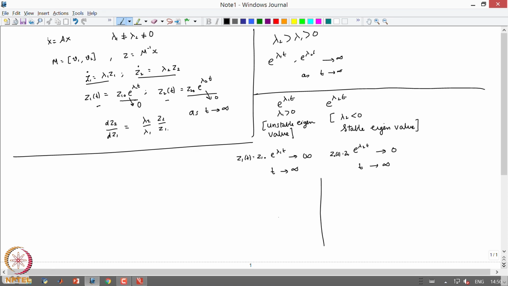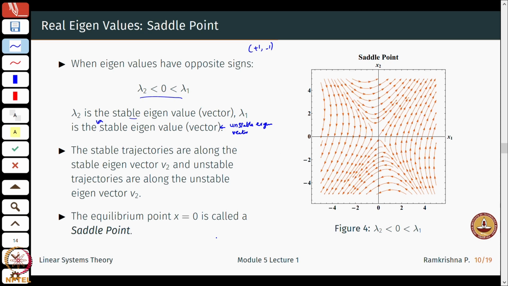So, if I were to plot this in my z1 z2 plane, the plot would look something like this, right. At infinity, z2 will tend to 0 and z1 will go to infinity, starting from any initial condition, this way and this way. Okay, this is how the plot will look in the z1 z2 plane when we have real eigenvalues, one of which is unstable and the other one is stable.